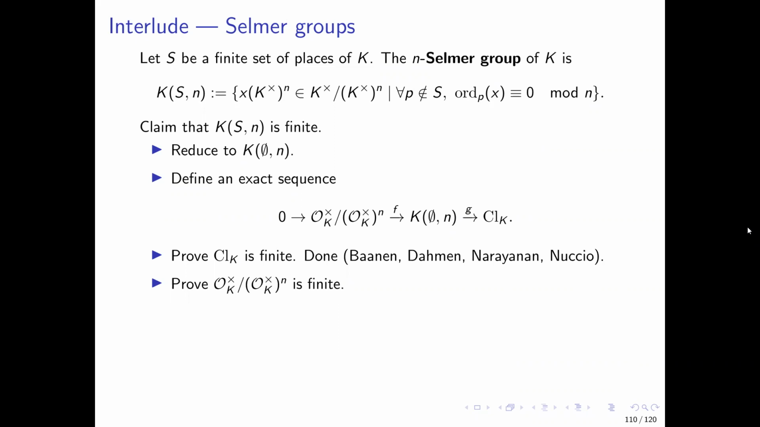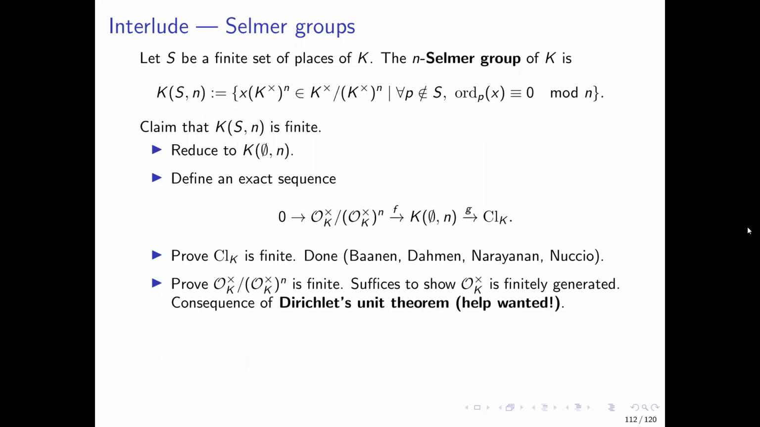Oh, but how do you show this is finite? By the structure theorem, if you know this is finitely generated, this is finite. This reduces by the structure theorem to show that that thing is finitely generated. And this is part of the statement of Dirichlet's unit theorem, which is not done yet, and I need help. So I guess this is like the second story. But once this is done, everything is okay.